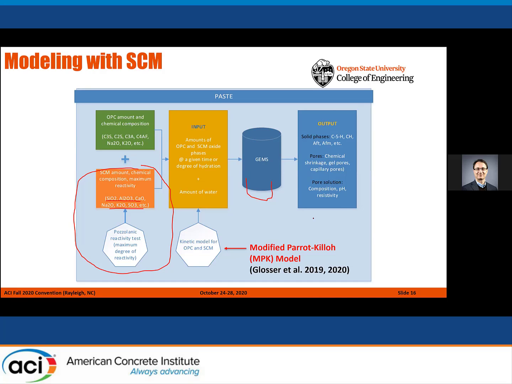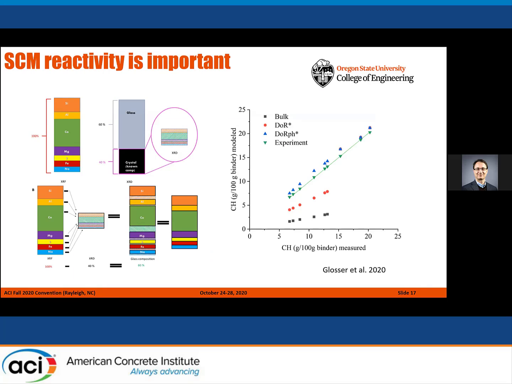And there's a paper here. There are two papers here you can actually see. And I will show you that if you don't do the kinetic approach, if you try to model things using the bulk chemistry of the SCM without even thinking about how much of it is reactive, you cannot predict things well. Here, the vertical axis is the calcium hydroxide amounts that are modeled, and the horizontal axis is the calcium hydroxide amounts that are measured. Calcium hydroxide amounts are an indication of the pozzolanic reaction. Pozzolanic reactions consume calcium hydroxide. That's why we are interested in that. So if you don't use that kinetic approach, you cannot predict things very well.